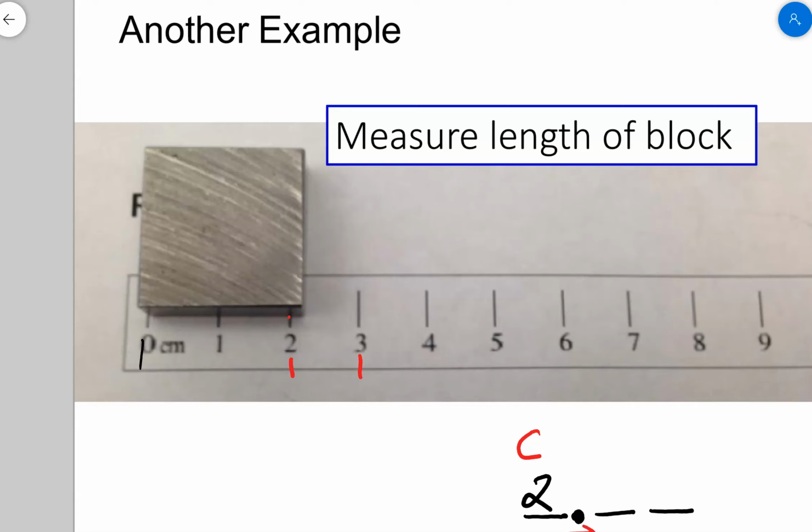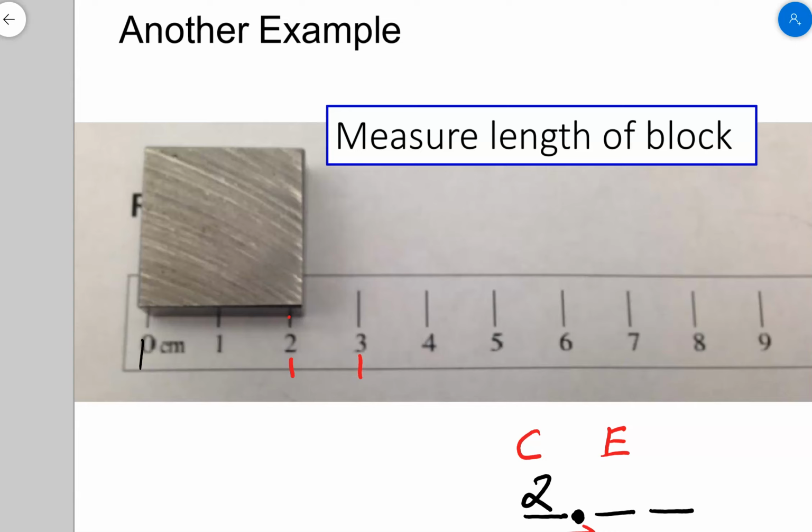Now, I see there are no tick marks here, so the next digit over is going to be a reasonable estimate. This is what reasonable estimate means, go with your gut. It's going to be point something. So this is going to be our estimate. Okay, it's not going to be 2.9. That would be crazy. That would be unreasonable, but 2.2.